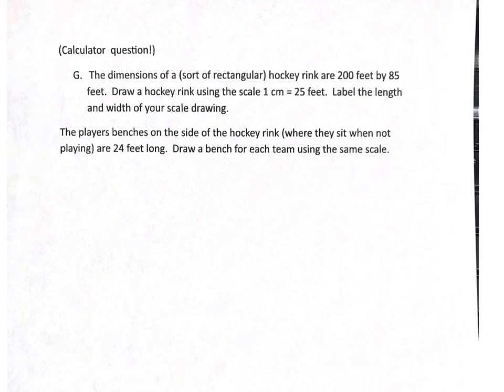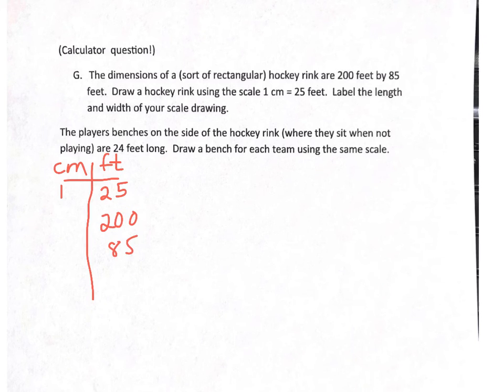And then our last question here says the dimensions of a sort of rectangular hockey rink are 200 feet by 85 feet. Draw a hockey rink using the scale 1 centimeter equals 25 feet. Okay, so our scale is 1 to 25. We've got centimeters here and feet here. And I know that the actual lengths are 200 feet by 85 feet. Going from centimeters to feet, I'm multiplying by 25, but going the other direction, I'm going to be dividing by 25. So 200 divided by 25 gives me 8. One length should be 8 centimeters.